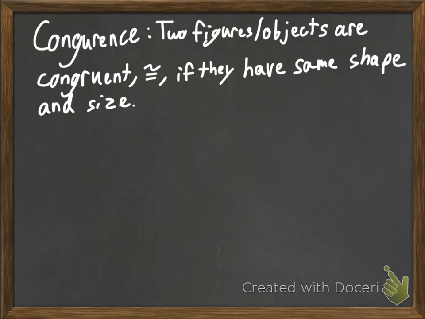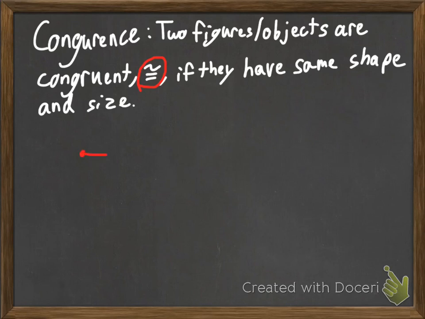Now let's talk about congruence. Congruence happens if you have two figures or objects and they have the same shape and size. And the symbol for congruence is this right here. It's like an equal sign with a squiggly line above it. Now there are certain things we can't really say are congruent, like a line. Because does a line have size? Can you measure a line and say it's this many units or this many feet? No. But we can talk about segments.